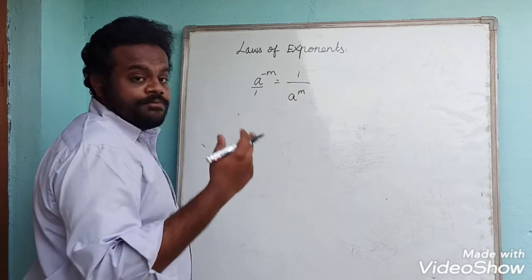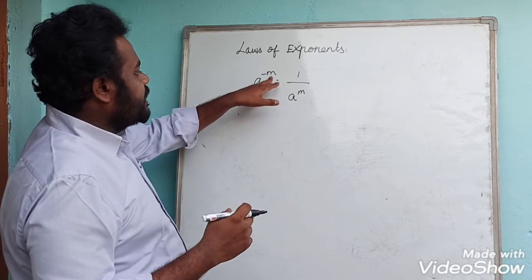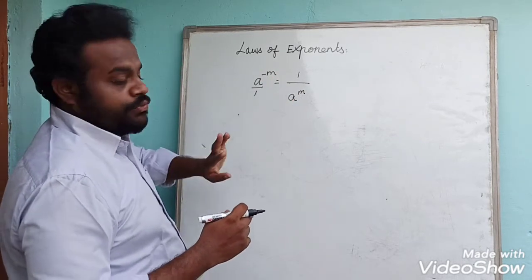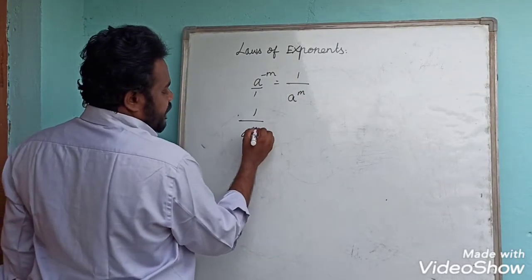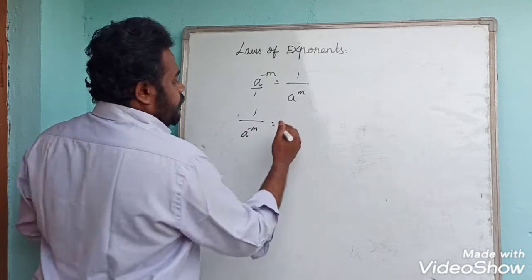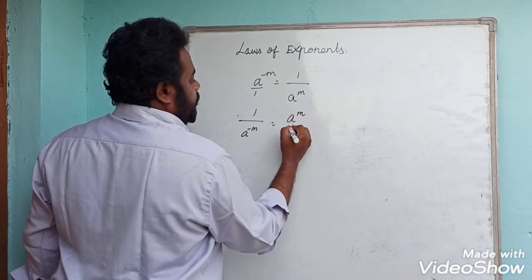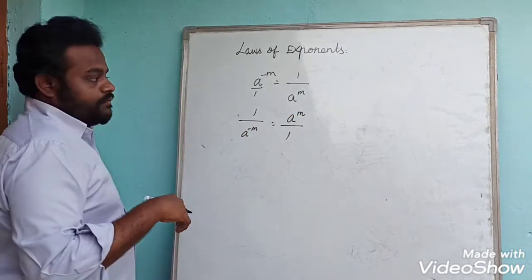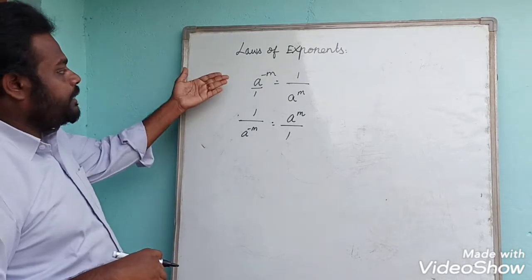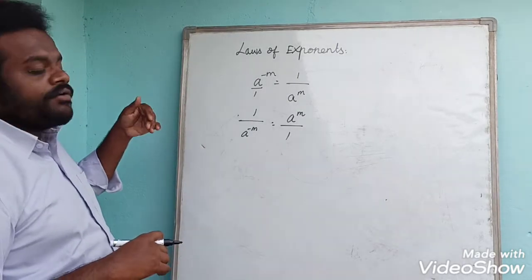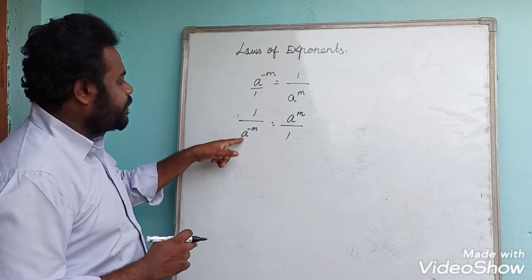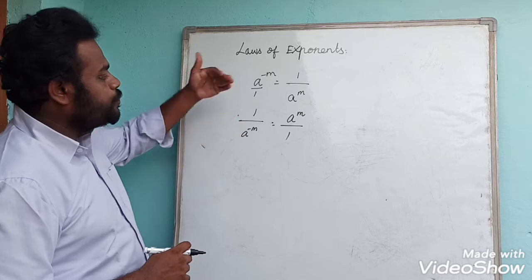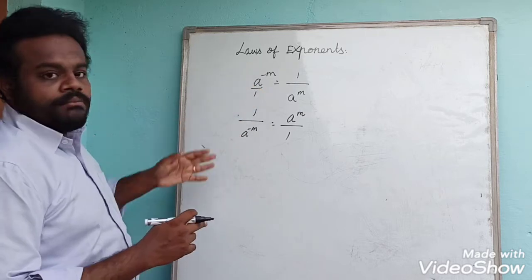We have to take the reciprocal of this one. The minus exponent becomes positive. Otherwise, 1 divided by a to the power minus m is the same as a to the power m divided by 1. If the negative power is in the numerator, it goes to the denominator and the power will become positive. In the same way, if the negative power is in the denominator, it goes to the numerator and the power will become positive.